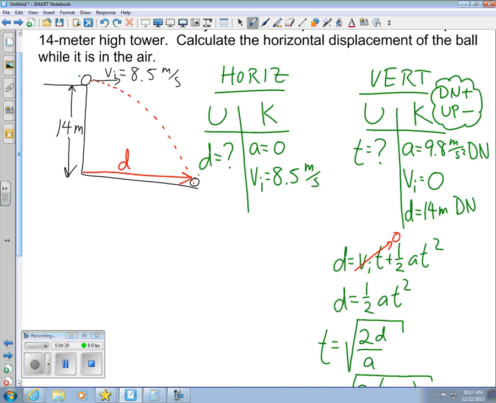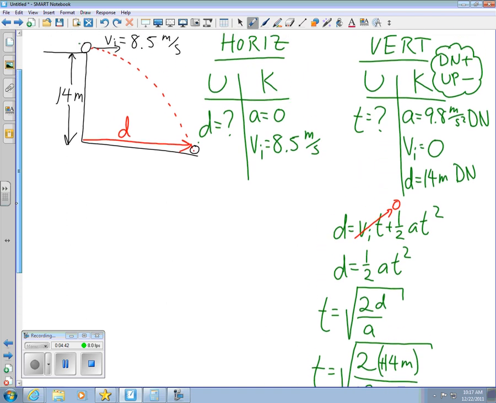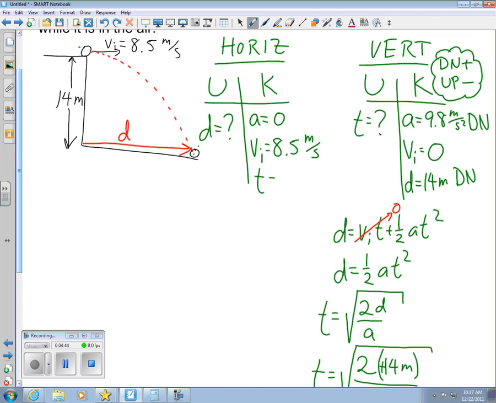All right, now knowing that, 1.7 seconds, I can put that in the horizontal. Time doesn't have direction. I can put the same time in both horizontal and vertical. Now under horizontal, I'm ready to calculate the horizontal displacement. So I'll do that. d equals Vi t plus 1/2 a t squared. We have another arrow 0. The acceleration is 0, and 0 times anything is 0. So that whole term goes away.